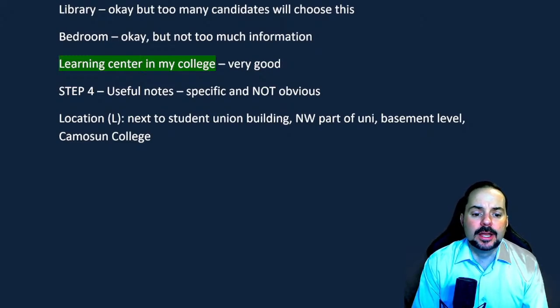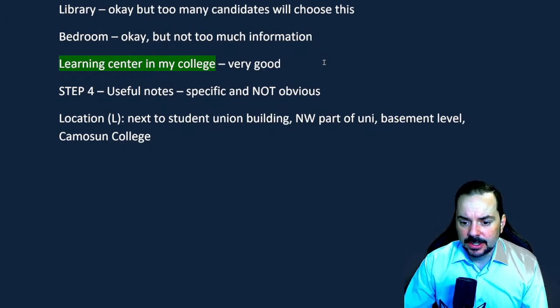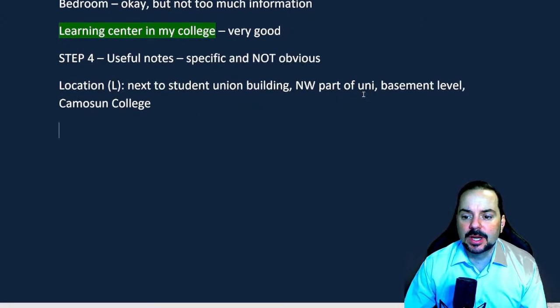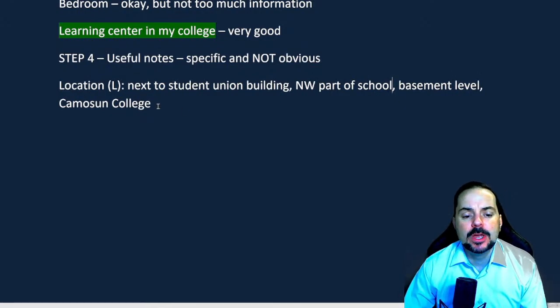Okay. In Victoria. So that was where I went to college, and they had a study center in one of the buildings, and it was at basement level. Wouldn't be university in that case. Okay, so that would be the location.